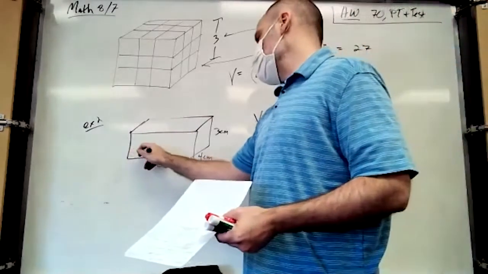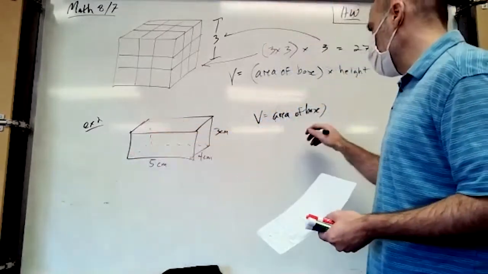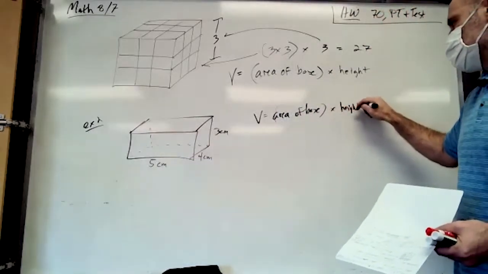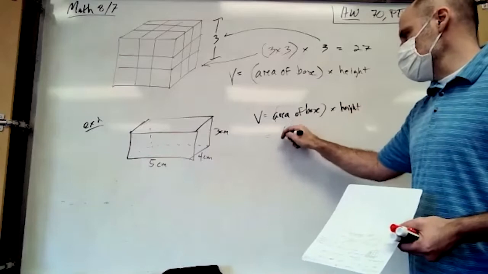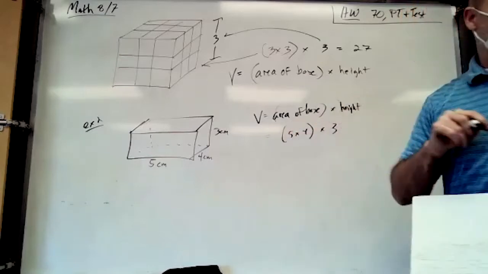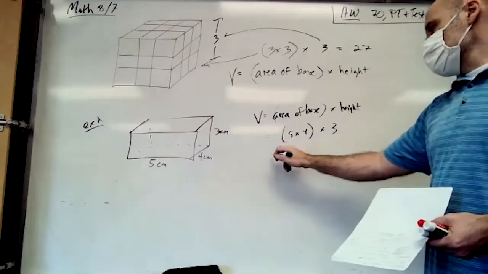That base right there is just 5 by 4. And then what's the height? 3. So 60. 60, that's right. So that equals a 5 by 4 rectangle, but there's 3 layers of that rectangle, right? So that equals 60.